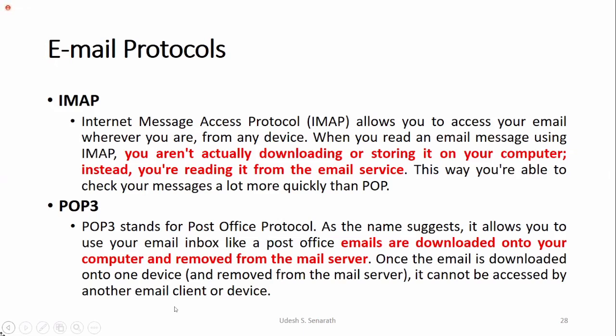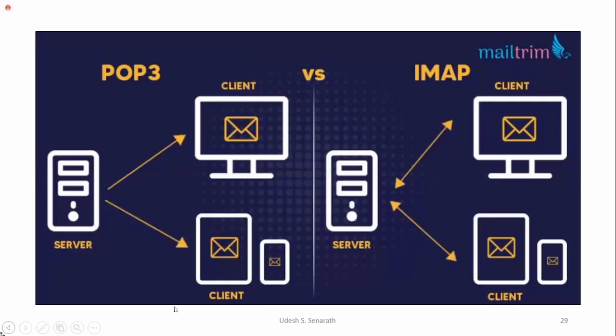That is the main difference between IMAP and POP3. In IMAP, you can read and check your emails while they are in the server, and they will not be downloaded to your computer. But in POP3, all the emails will be downloaded to your computer and removed from the online server. Once the email is downloaded onto one device, it cannot be accessed by another email client or any device. So it is downloaded to your computer.